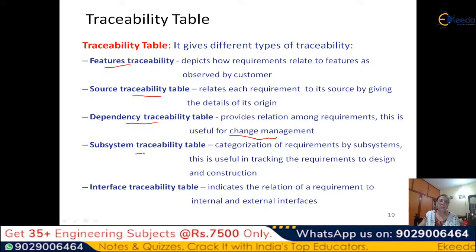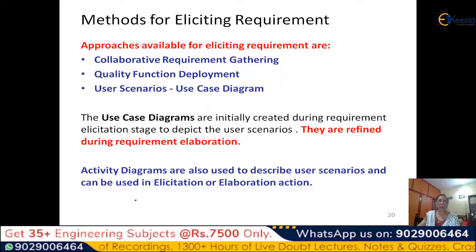Then subsystem traceability, that means if you have divided into subsystems, then you will need to know which requirement will be tracked to which subsystem. And interface traceability indicates the relation of a requirement to internal and external interfaces. So basically, we have to maintain these traceability tables, so that it will help us in managing the requirements.